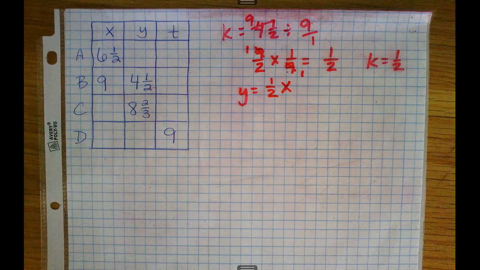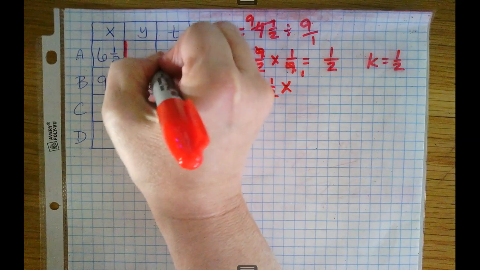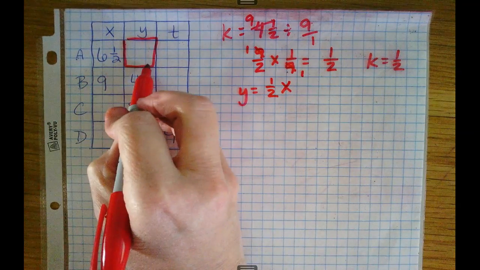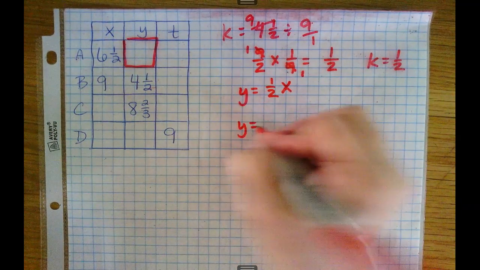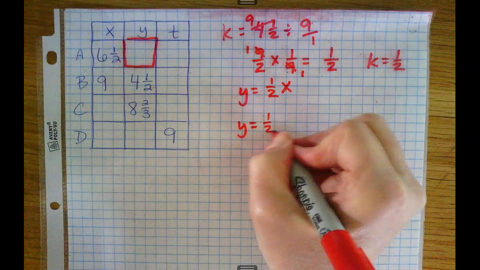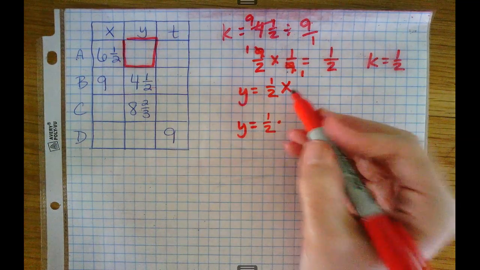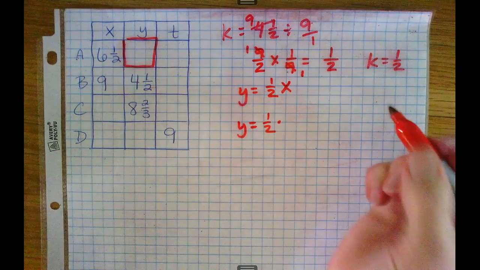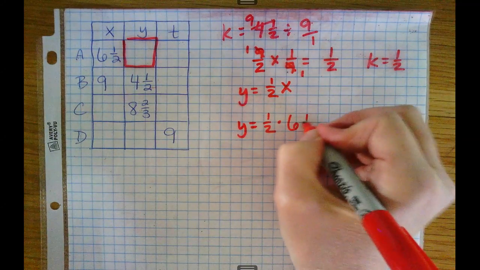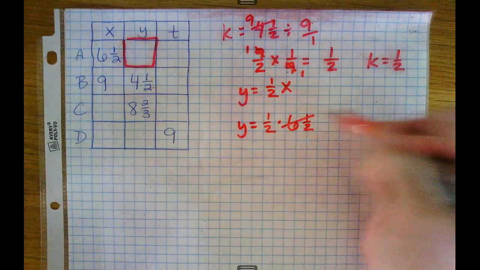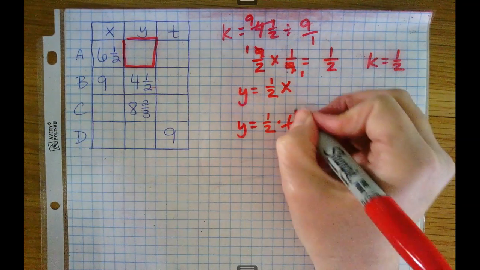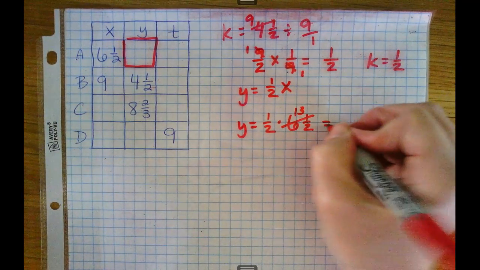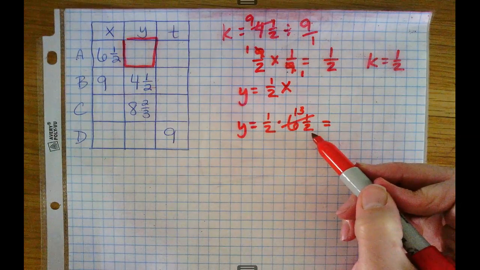Now, the next question asks me to find Y in row A. So I have this equation. I'm solving for y. 1/2 times the x in this row. So I'm going to do 1/2 times 6.5. I need to change 6.5 to an improper fraction. 2 times 6 is 12, plus 1 is 13. So this becomes 13 over 2.